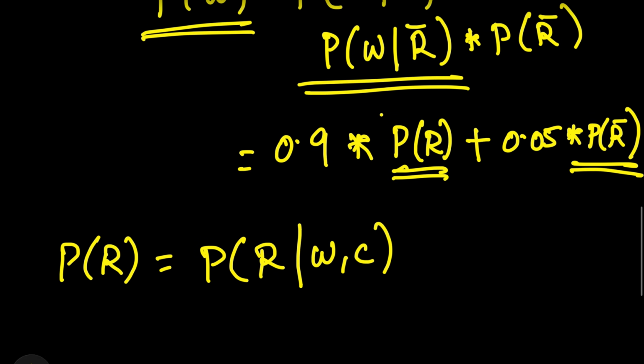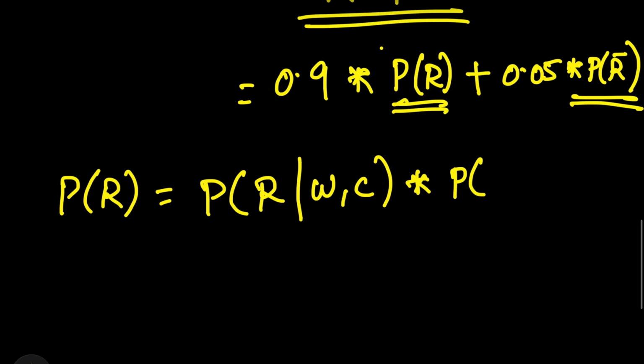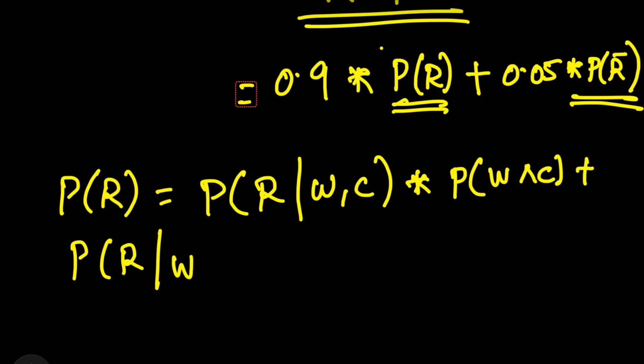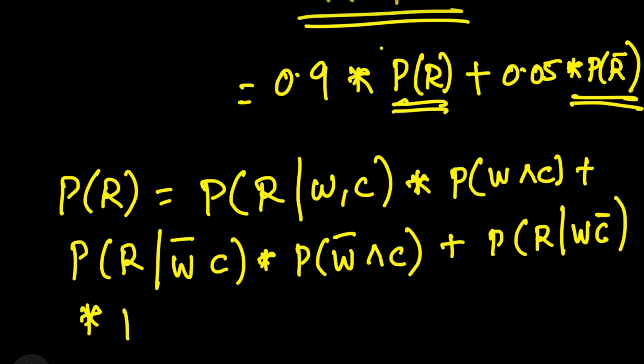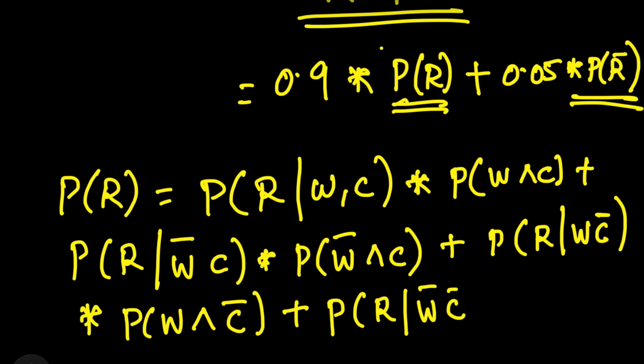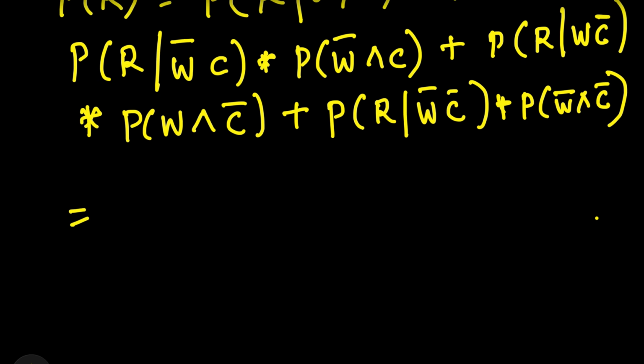So this is wind, cloudy, into probability of wind and cloud, plus then we will take the probability of rain given wind false, cloud true, into probability of wind false, cloud true, plus probability of R given wind true, cloud false, into probability of wind and negation of cloudy, plus probability of R given both in false condition, into probability of negation of W and negation of C. Right. Now I have all the states.